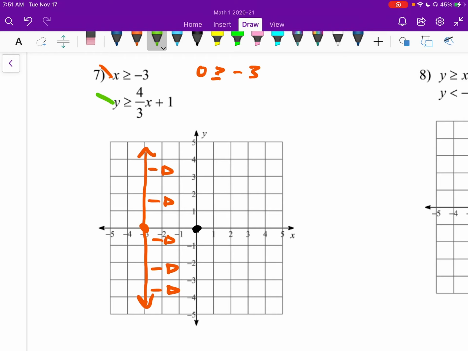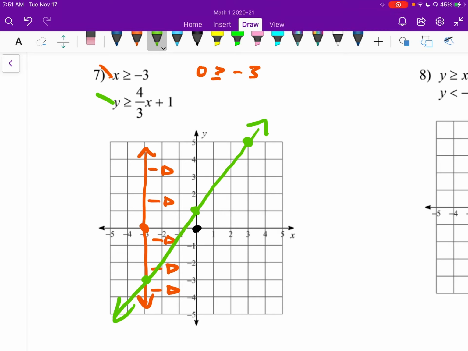For the orange one, I need to graph that. The intercept is at 1. The slope is 4/3, so I'm going to go up 4 and over 3. Or I could go down 4 and left 3. It's going to also have a solid line.